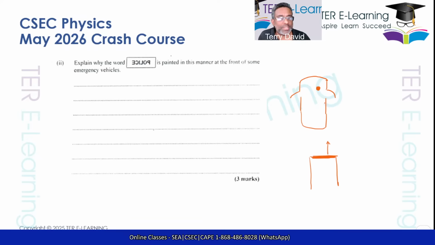So that's the purpose of writing the words backward on your police vehicle here. You basically have to explain that in words. You need to speak about the mirror. You need to speak about lateral inversion. And when you, as the driver, look into the mirror, the word police is going to be seen correctly.